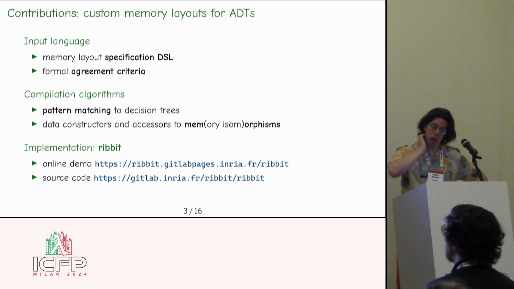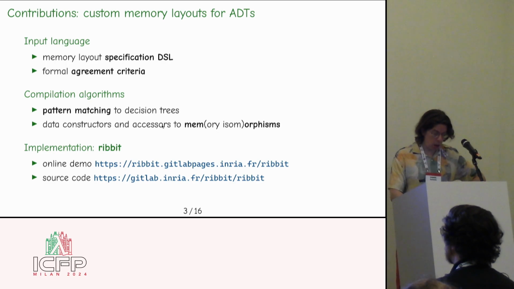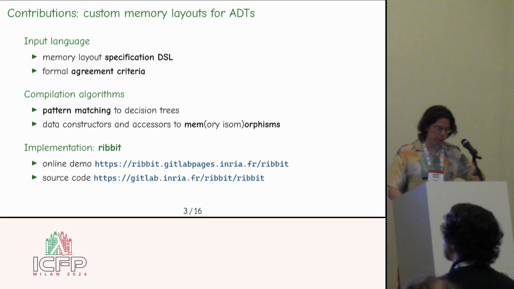So our contribution is a custom memory layout for algebraic data types. We will have an input language where we can specify exactly the layout of the memory representation, and we will check that it is indeed a good representation for the algebraic data type. And then we have a bunch of compilation algorithms for pattern matching and for data constructor and accessor, and this is a new bit compared to the last paper. If you want to play with it, you can go to this link here, where you will have an online demo with examples where you can play with the code. And it will show you lots of graphs.